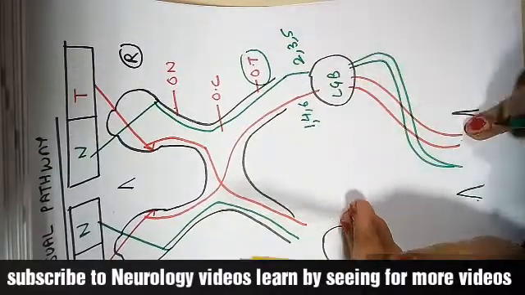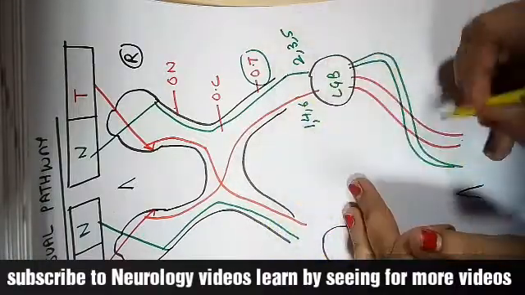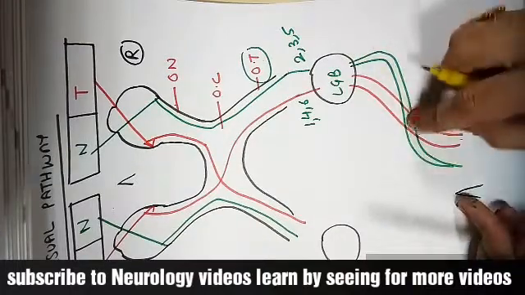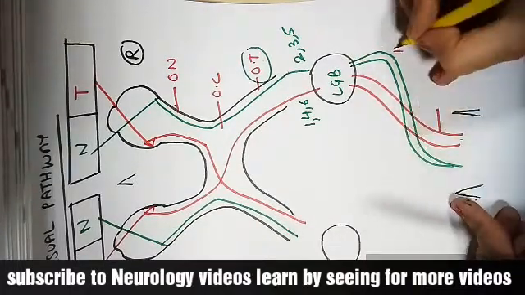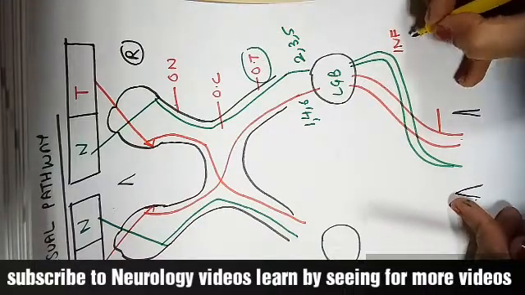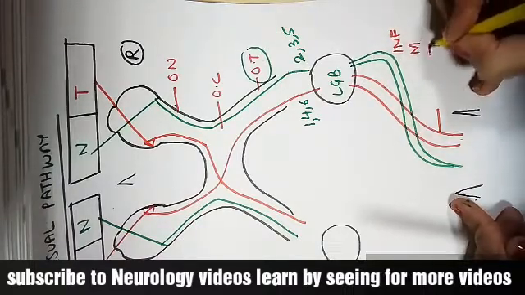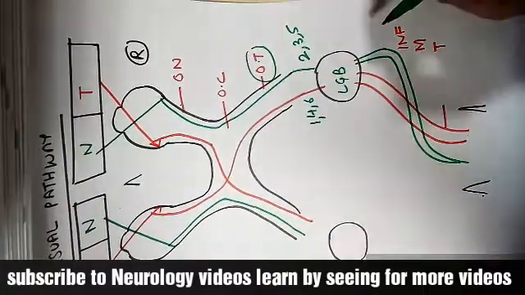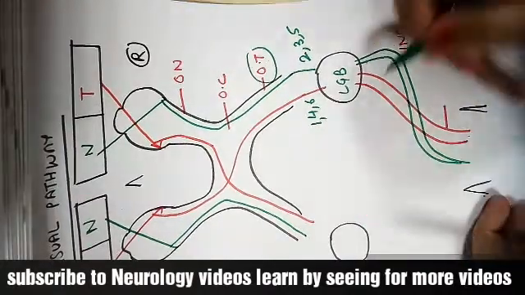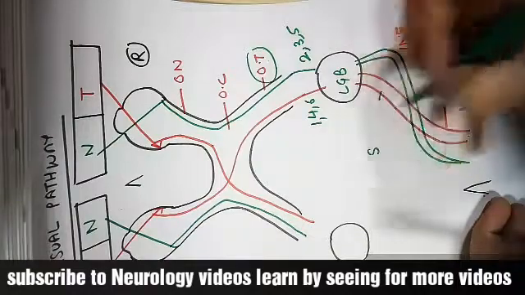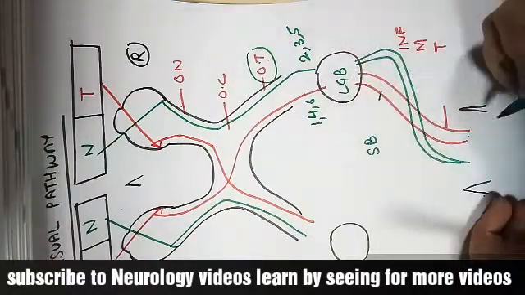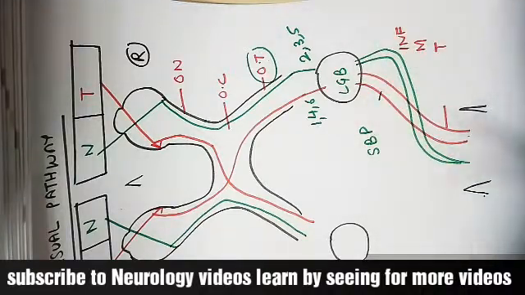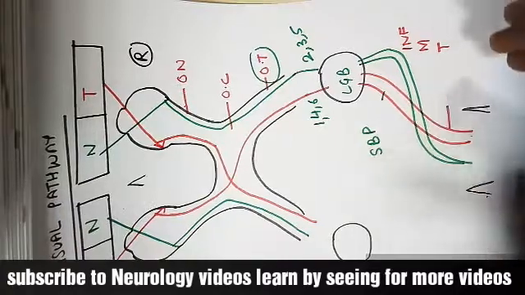The red one is the superior fibers. Superior fibers, inferior fibers. The inferior fibers will form a loop which is called Meyer's loop, and they will reach the temporal lobe. Whereas the superior fibers form the Baum's loop, and they will reach the parietal lobe. So you should remember how these fibers go.